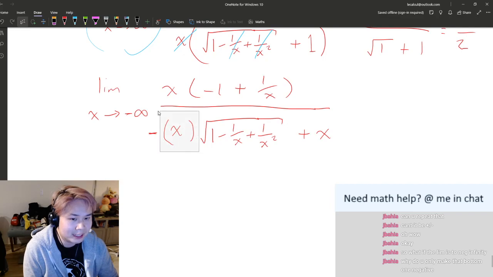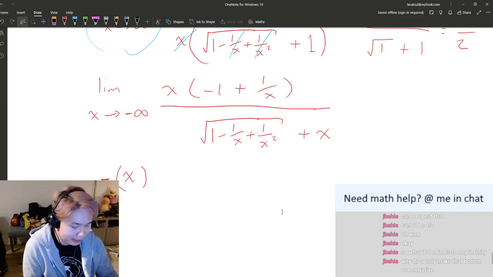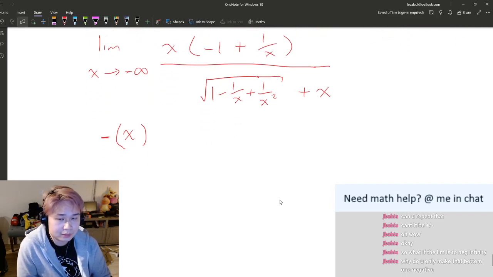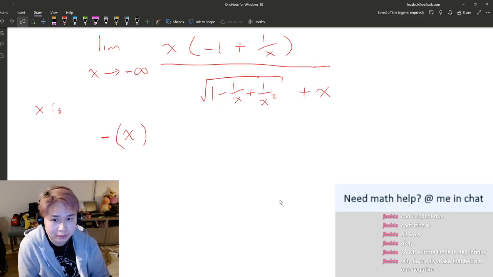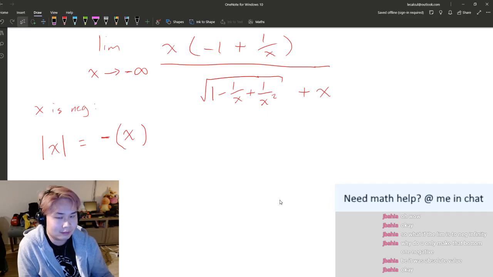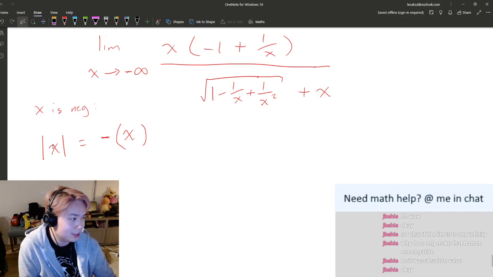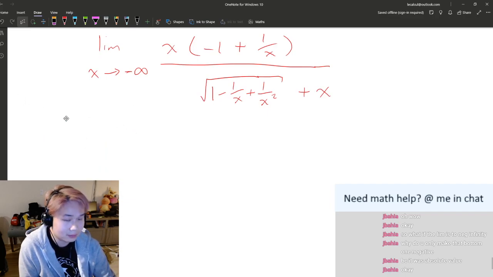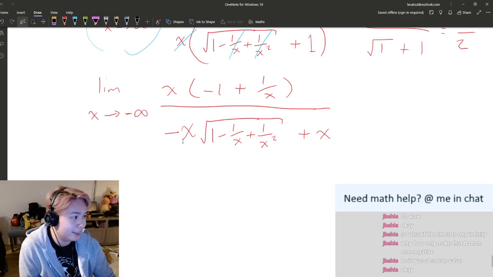Why do you only make the bottom one negative? This is just a replacement for the absolute value. We talked about this last time. So if x is negative, then the absolute value needs to turn it positive. So you take this x, which you know is negative, and multiply it by a negative. We can change that absolute value of x to negative x because I know x is negative.